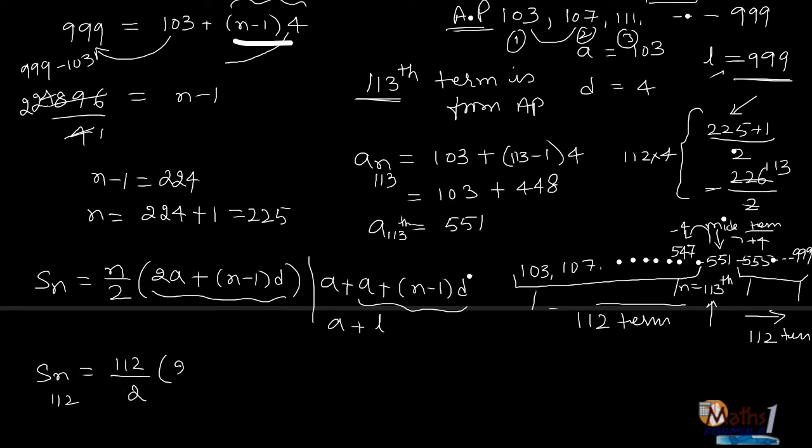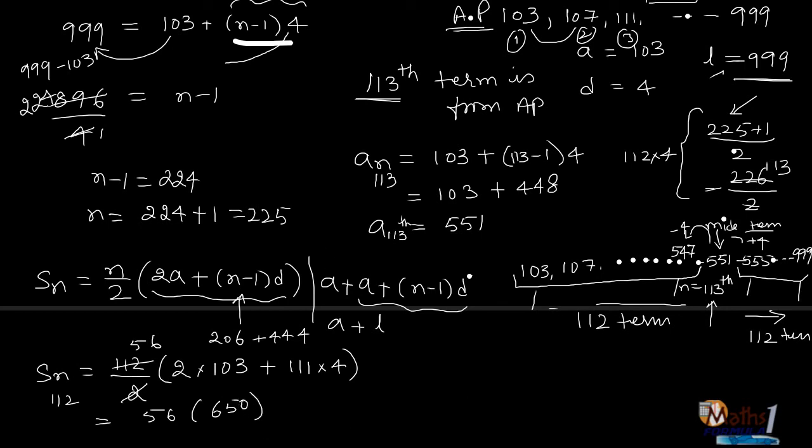2, then 2 multiplied by 103 plus n minus 1. This n minus 1, 112 minus 1, is 111. I will write it right like that. 111 multiplied by 4. So this is going to give me 56 in the bracket, 206 plus 444, which is 650, right?